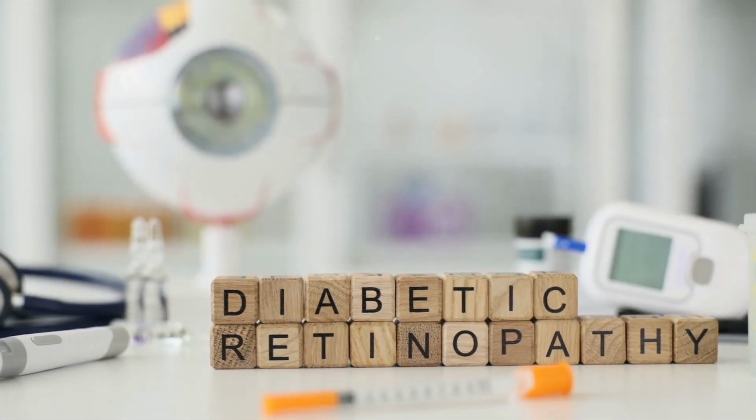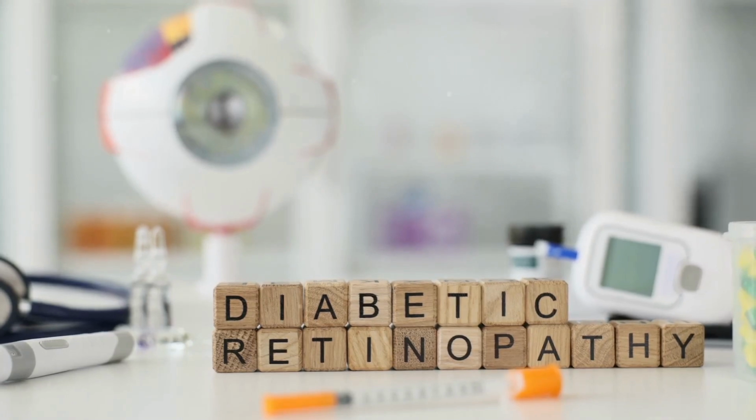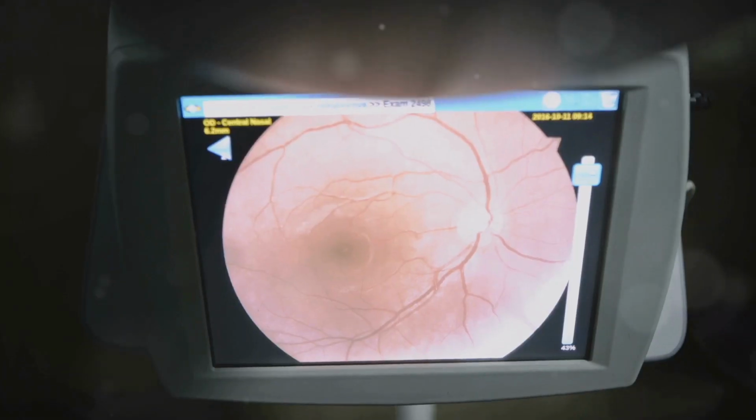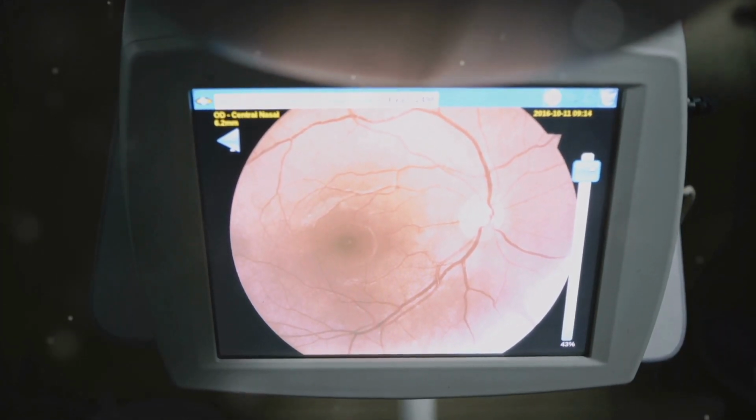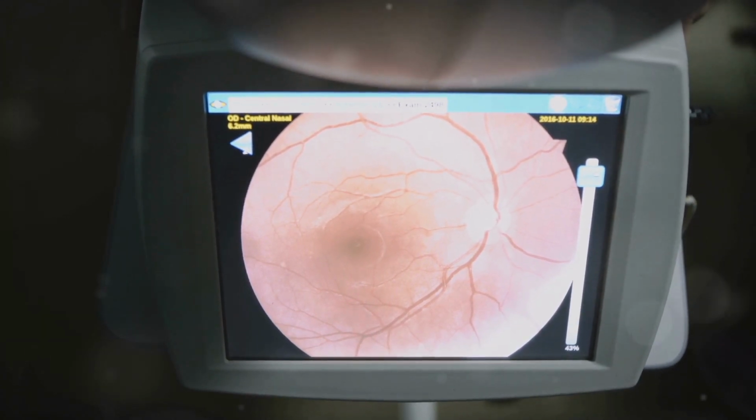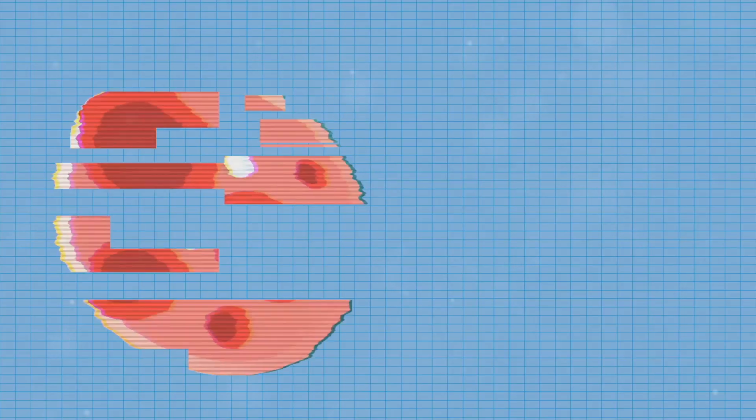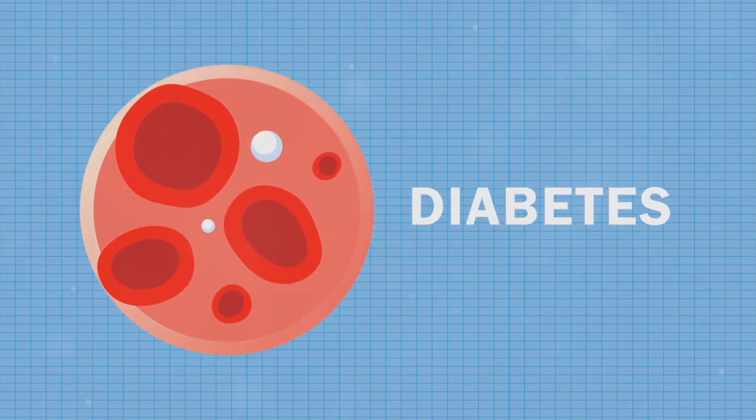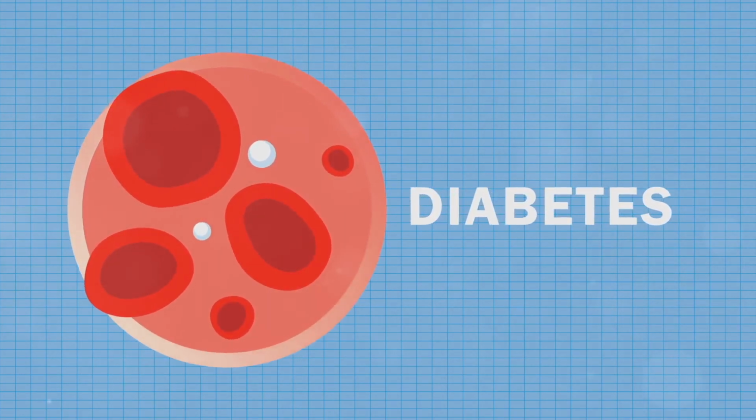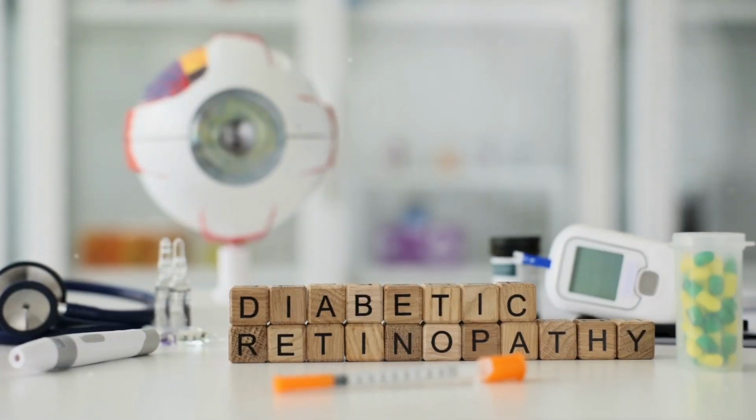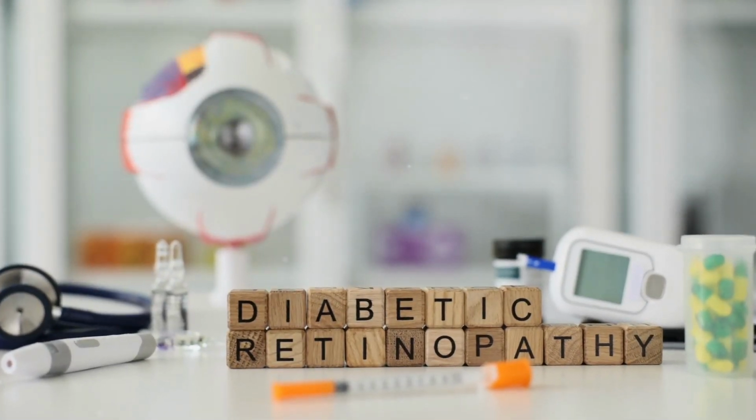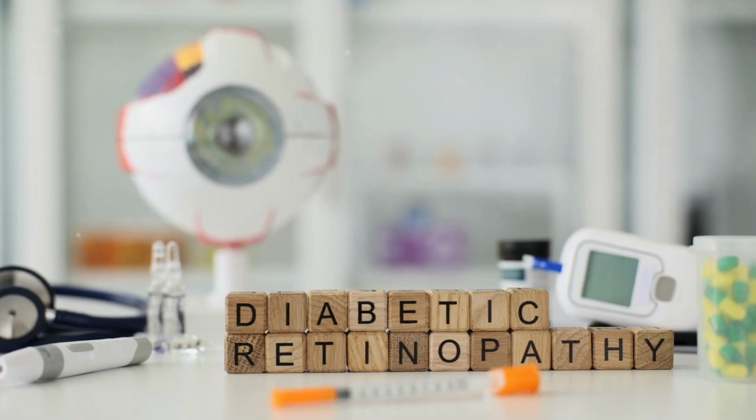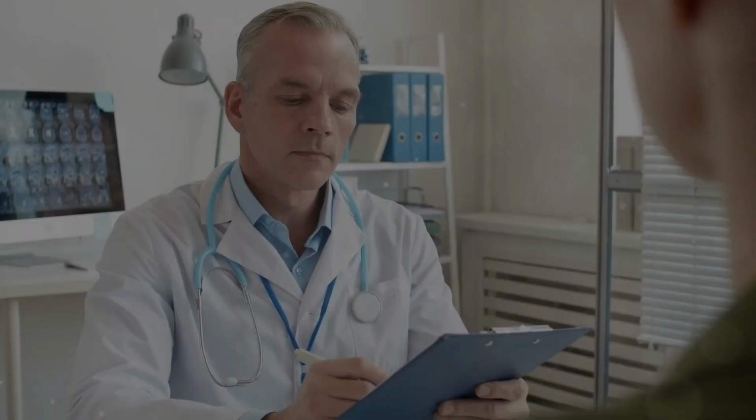Diabetic retinopathy is a complication of diabetes that affects the eyes. It's caused by damage to the blood vessels of the light-sensitive tissue at the back of the eye, the retina. Over time, high blood sugar levels can lead to the blockage of these tiny blood vessels, cutting off blood supply to the retina. In response, the eye attempts to grow new blood vessels, but these new vessels don't develop properly and can leak easily.